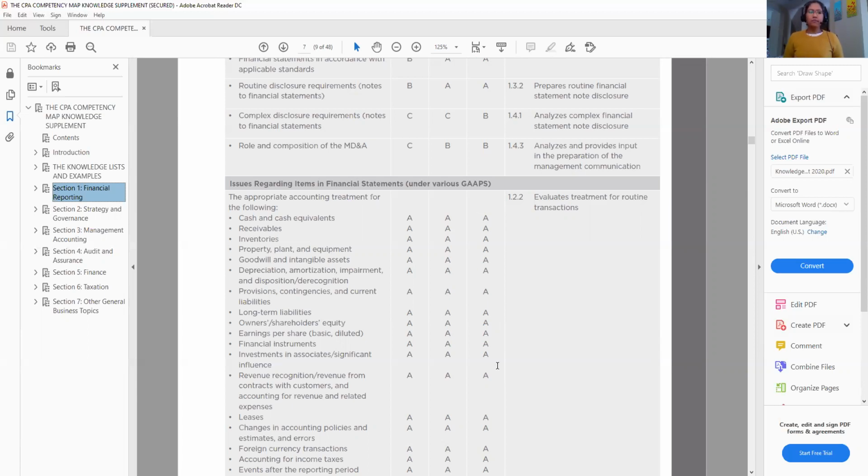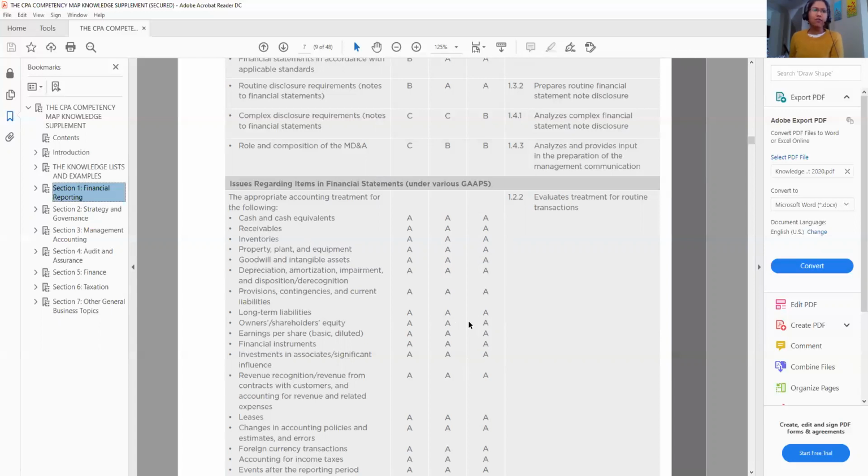So don't avoid or have any allergies for any topics. Try to cover all the topics in your first reading, and then while you are going through your second and third reading, try to focus more on the topics that are at A and B level. So that's it for today.